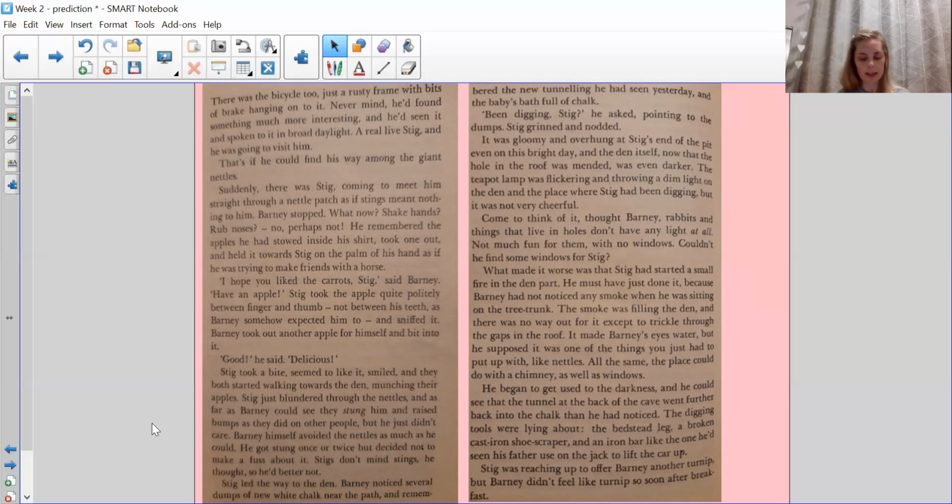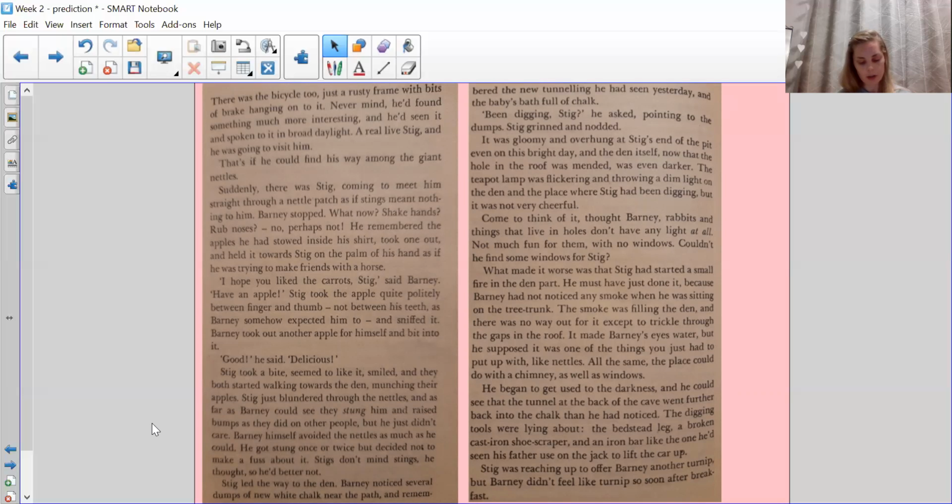Come to think of it, thought Barney, rabbits and things that live in holes don't have any light at all. Not much fun for them with no windows. Couldn't he find some windows for Stig? What made it worse was that Stig had started a small fire in the den part. He must have just done it, because Barney had not noticed any smoke when he was sitting on the tree trunk. The smoke was filling the den, and there was no way out for it except to trickle through the gaps in the roof. It made Barney's eyes water, but he supposed it was one of the things that you just had to put up with, like nettles. All the same, the place could do with a chimney as well as windows.